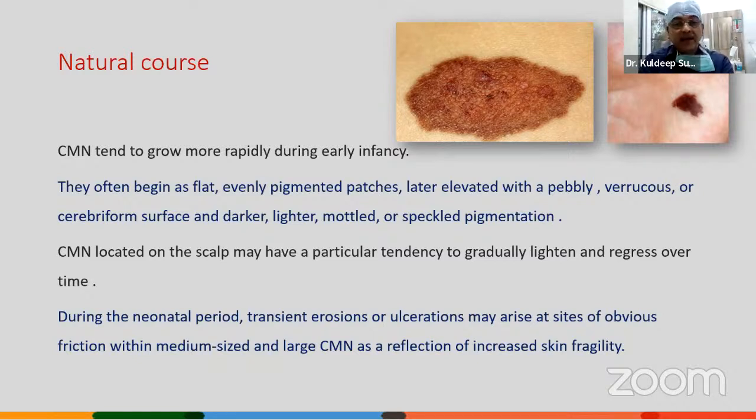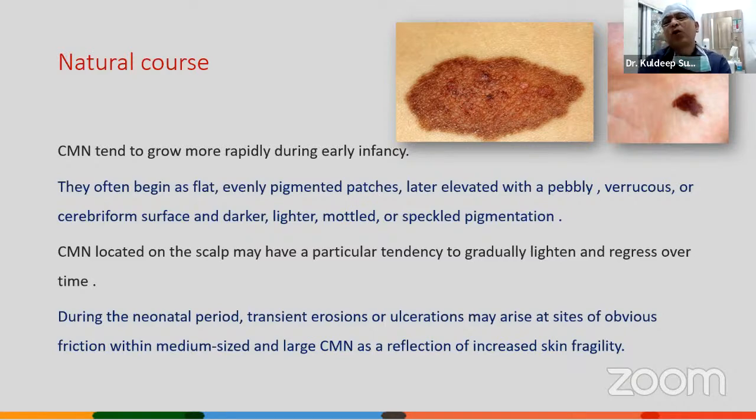They tend to grow very rapidly, at least in infancy. They are often flat, pigmented patches early on. Later they become elevated, pebbly, verrucous, or cerebriform on the surface. If they are located in the scalp, they have a tendency to gradually lighten up, and occasionally they can regress. During the neonatal period, transient erosions or ulcerations are likely to be seen.